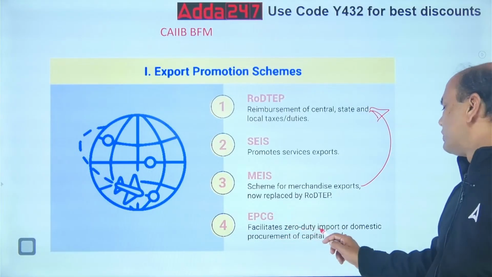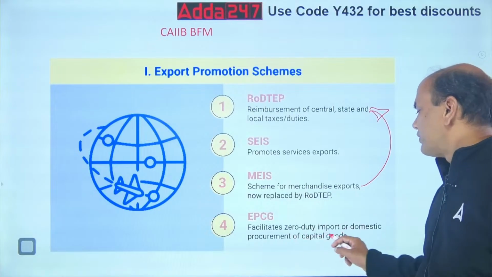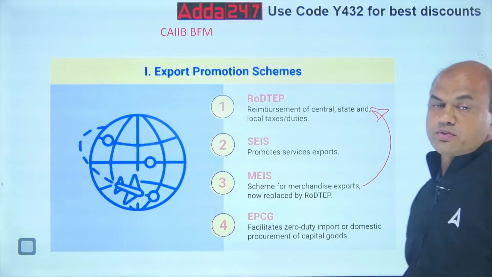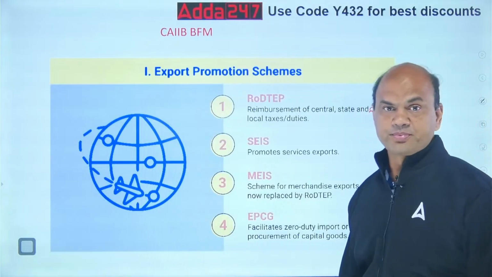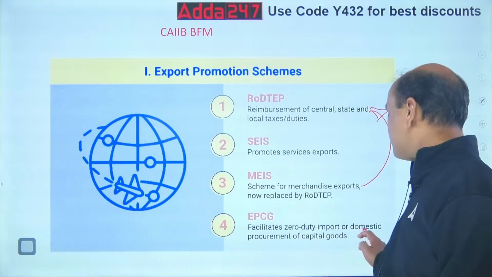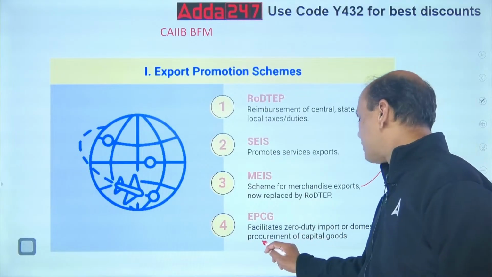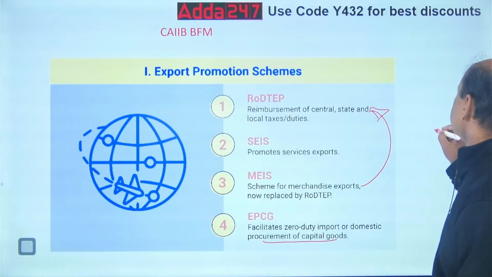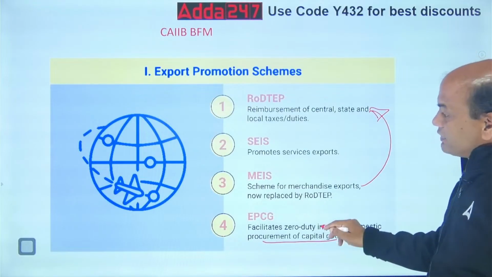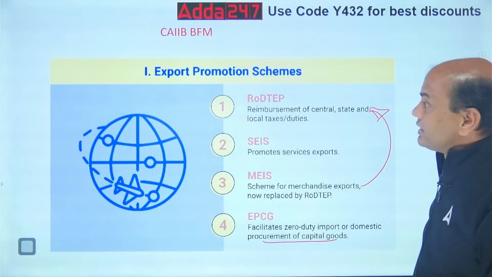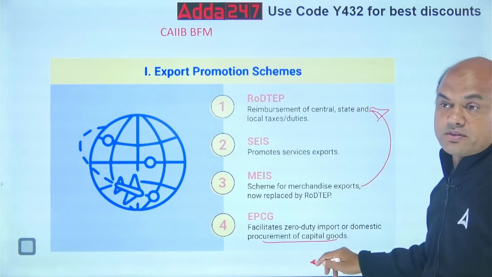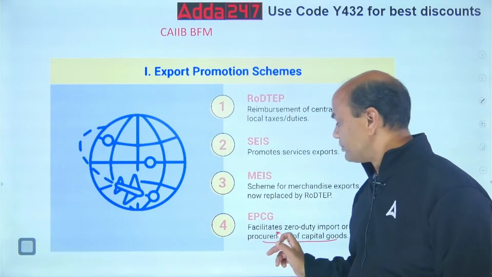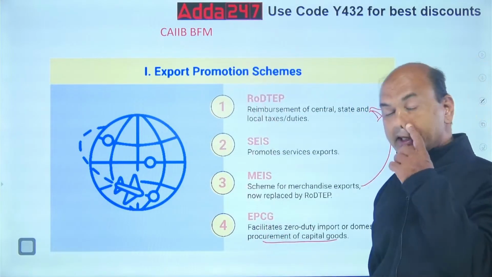EPCG facilitates zero duty import or domestic procurement of capital goods. Export promotion capital goods, that is the full meaning. What do you mean by this? Procurement of capital goods. If I have to purchase machinery, this will be on imports. Here we are studying exports, but this is given on imports. You will say, how is this mixing? So it is like this.